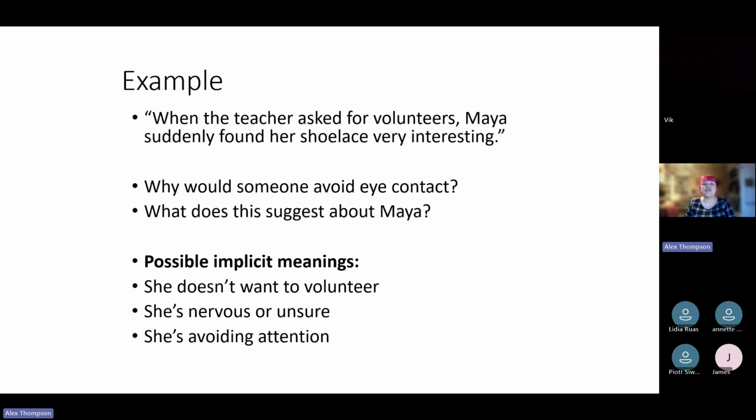She says she finds her shoelaces interesting. In reality, her shoelaces aren't interesting. She's avoiding the eye contact from the tutor. She doesn't want to answer the question. She may be unsure. She may be nervous. She may be avoiding attention. Again, any of these, we think about the body language.